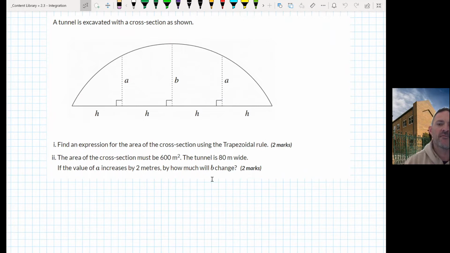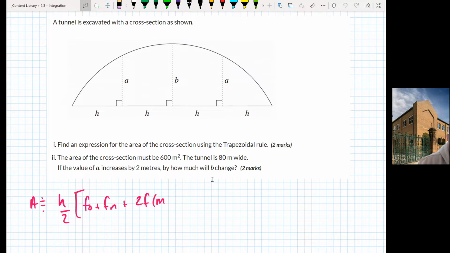Okay, find an expression for the area of the cross section using the trapezoidal rule. Well, we know the rule says the area equals approximately h on 2, function of the first plus function of the last plus 2 times the functions of all the middles. That's the rule, right? Now, in this case, we don't know what the height is, so the height is h. We know the first function value is 0. The last is also 0. The middles are a plus b plus a.